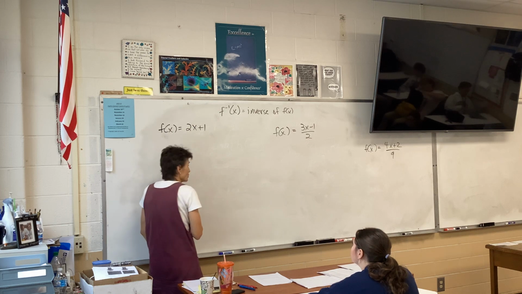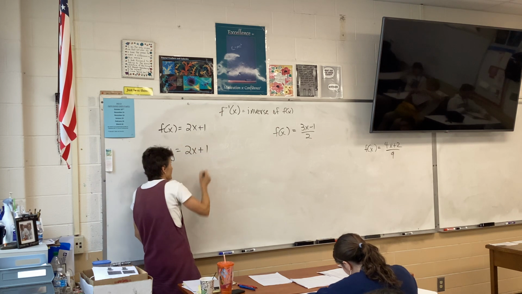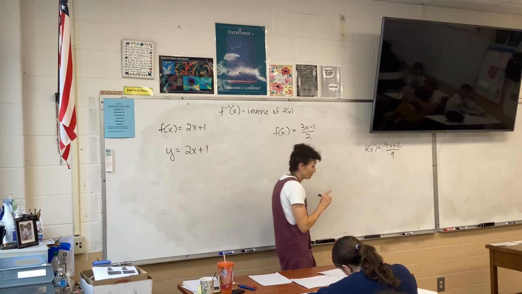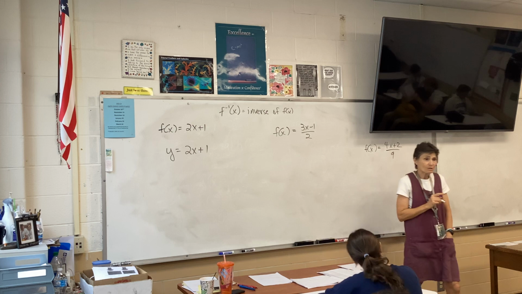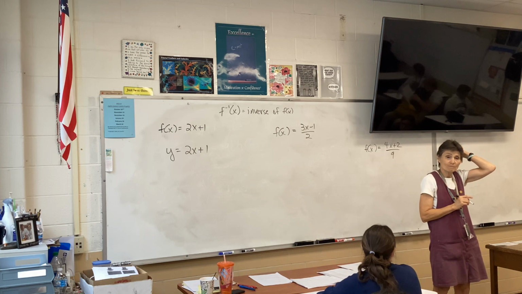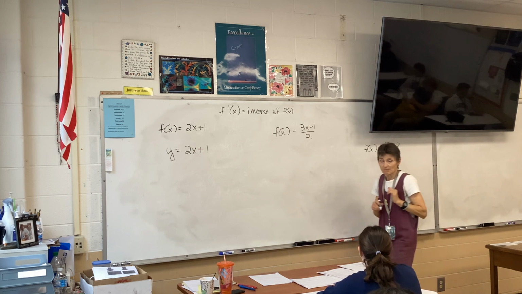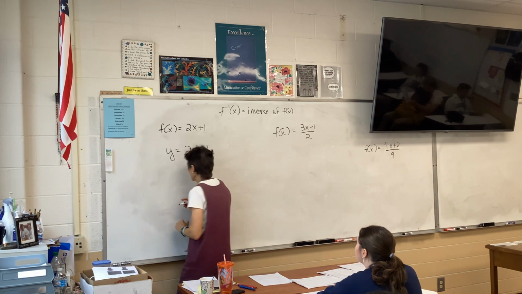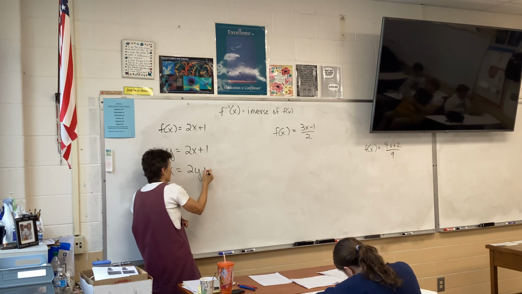All right, so here's the first thing I want you to do. f of x is the same as y. So let's write it with a y instead of an f of x. Remember, you can always do that. If the function notation is confusing to you, you can always replace it with y. This time I definitely want you to, because now we're going to take these two variables and switch them. So x equals 2y plus 1.